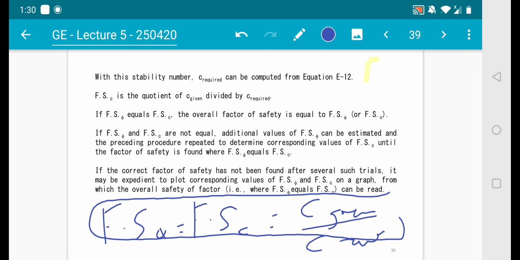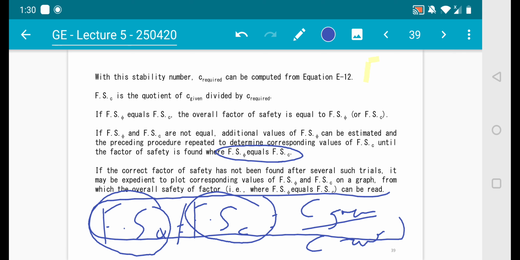If Fs and FSc are not equal, meaning the factor of safety due to internal friction is not equal to the factor of safety of cohesion, additional values of factor of safety due to internal friction can be estimated and the preceding procedure repeated to determine the corresponding value of factor of safety due to cohesion, until the factor of safety is found where these two are equal. So it's kind of a trial and error approach. You have to make the factor of safety due to internal friction equal to the factor of safety due to cohesion.